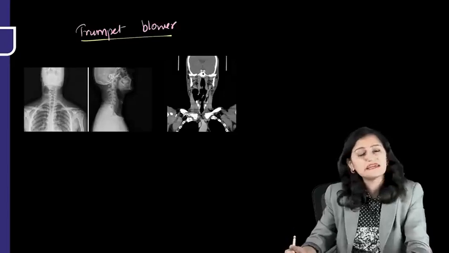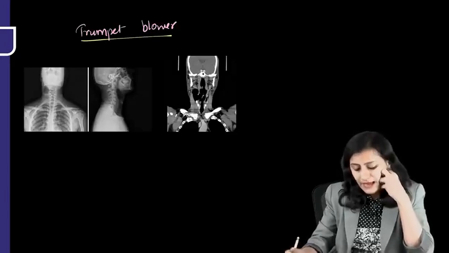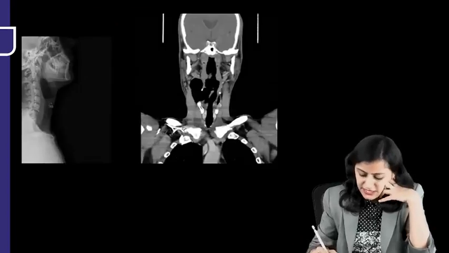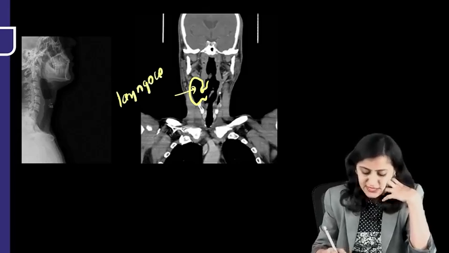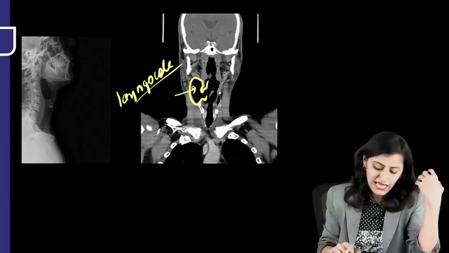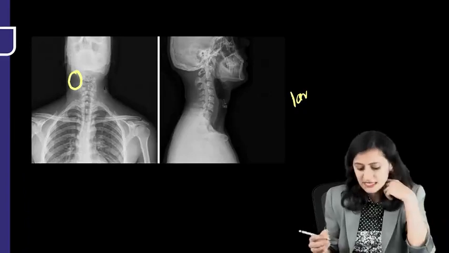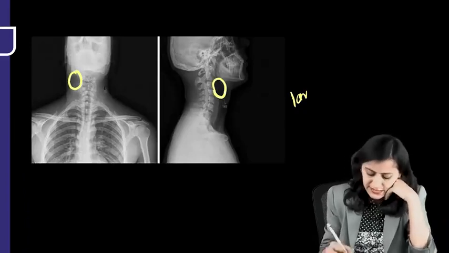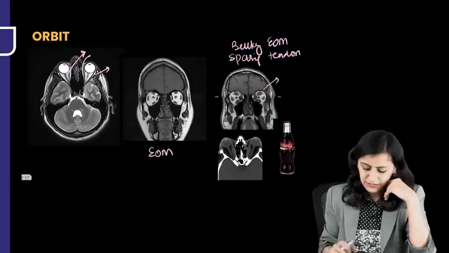Next one, a recent FMG exam question where we had a trumpet blower with a neck swelling. When you do CT, you see that it's communicating with the larynx and it is air-filled. Black is air-filled. This is laryngocele, right? Classical history, trumpet blower, increased pressure leading to laryngocele. Look at this one. There is this black, that is air-containing lesion. This is laryngocele.